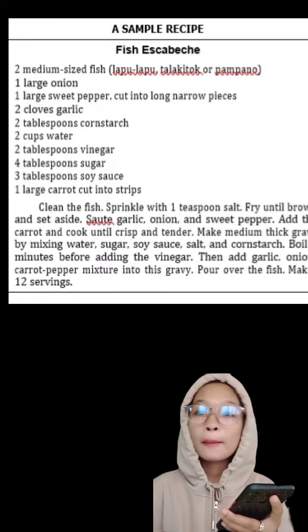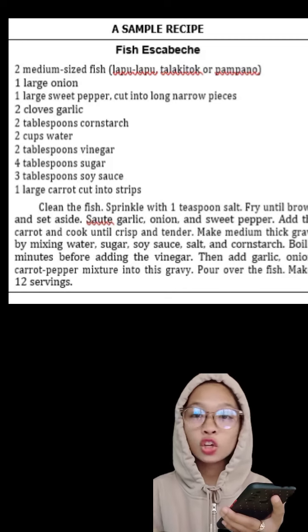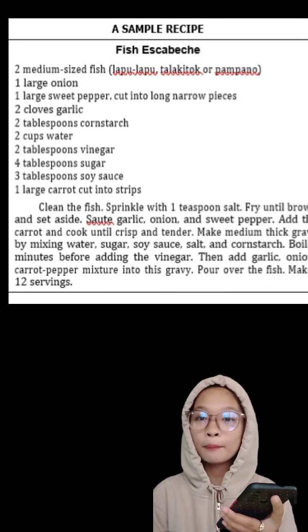So, this is the sample of recipe. Fish kabeche. So, ilalagay ko dito yung sample ng ingredients and how to cook fish kabeche.